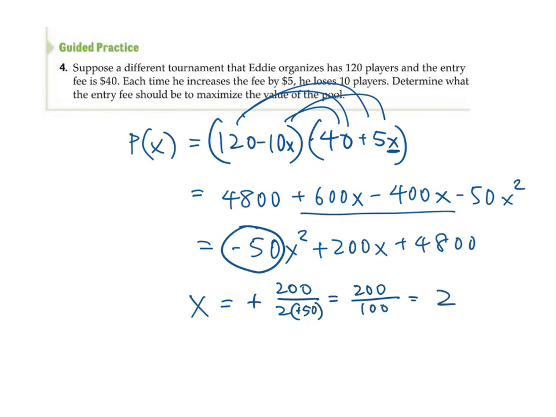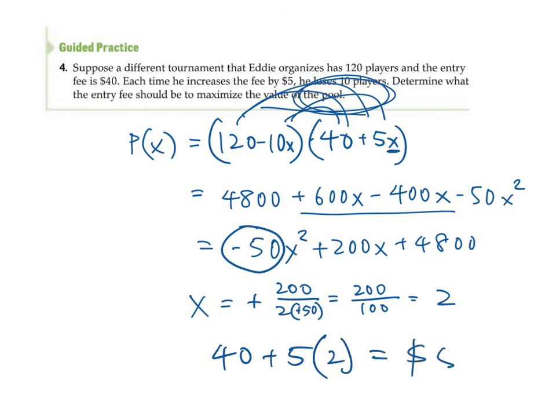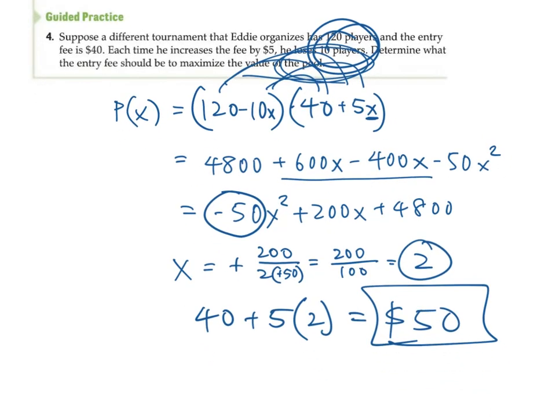That means he should increase the fee twice. It actually doesn't ask for the value of the pool. It just asks what the entry fee should be. So the entry fee should be $40 plus increasing $5 twice, which means the entry fee should be $50. That also means he's going to lose 10 players twice, so you end up with exactly 100 players for his tournament.